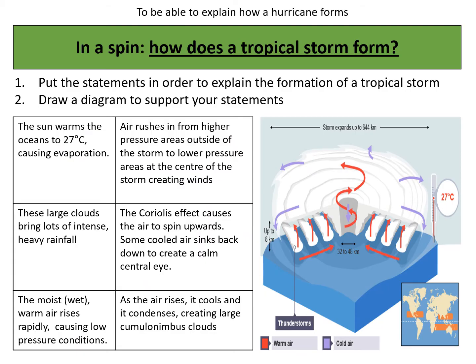All right then. So what we're going to do next is, you can see on the screen that there are 6 statements and there is a diagram. So we can see here that the red arrows are showing us this warm air. So these are the areas where the warm air is rising, cooling, condensing and making these large cumulonimbus clouds. And we can see in the center, the reason that it's spinning is because of the Coriolis effect.